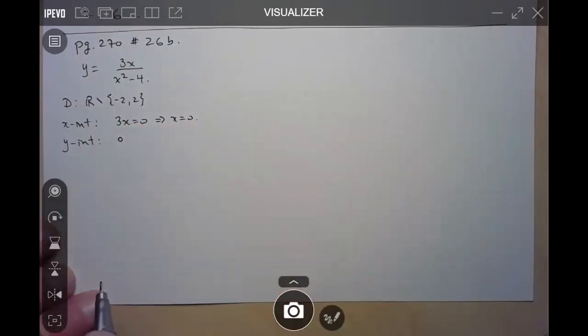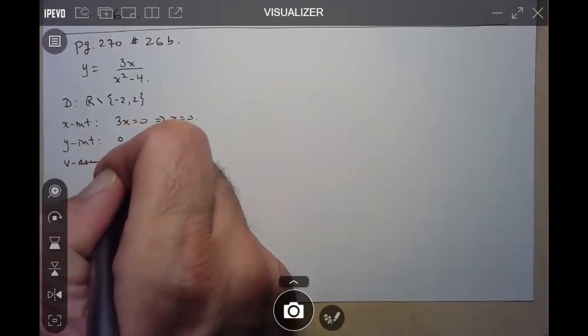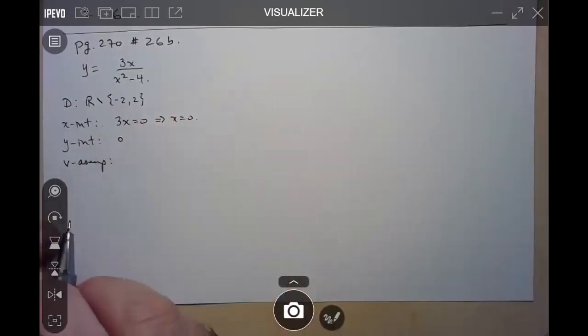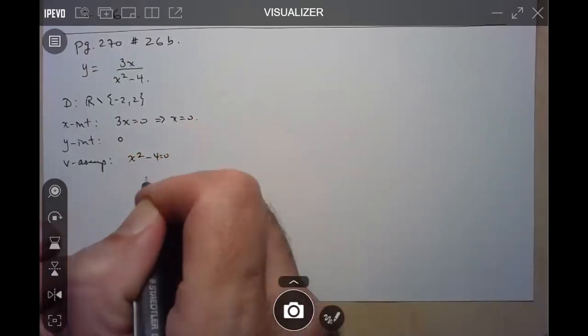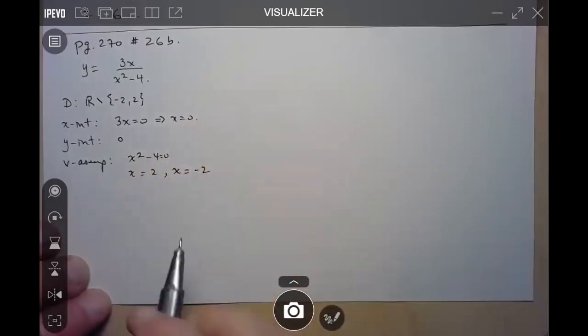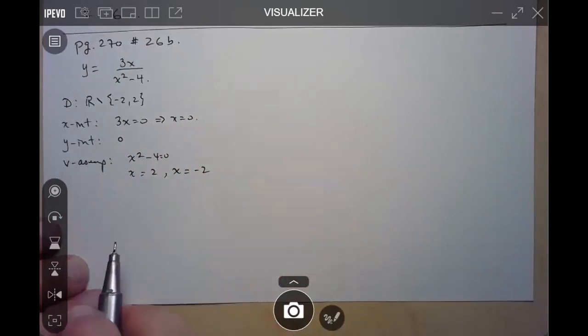Now we'll go for our vertical asymptotes. Here we're looking for where the denominator is equal to 0. So x squared minus 4 is equal to 0. And so here we have x equals 2 and x equals -2. I want to give it specifically like this because these are equations of lines. So those are my 2 vertical asymptotes.